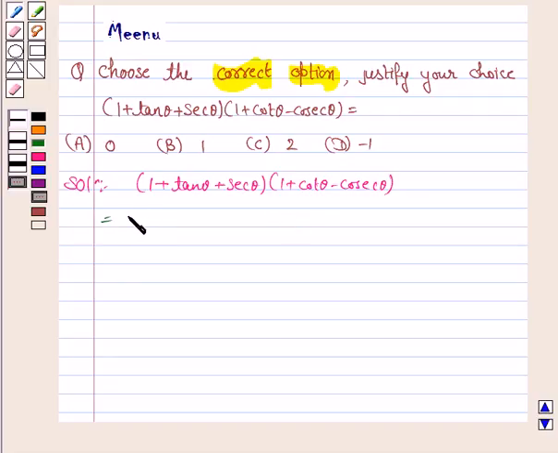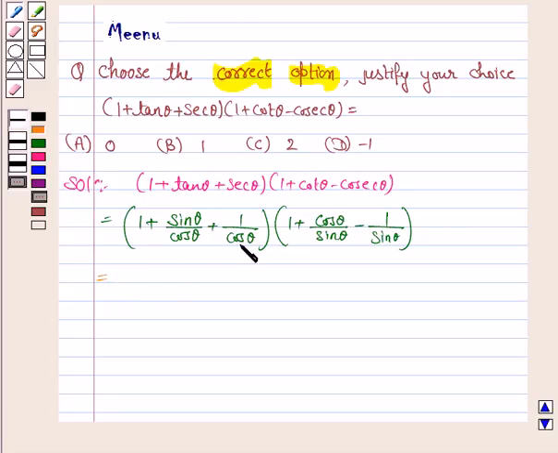So we simplify this. Tan θ can be written as sin θ upon cos θ. Sec θ can be written as 1 upon cos θ, into 1 plus cot θ, which can be written as cos θ upon sin θ, minus cosec θ, which can be written as 1 upon sin θ.